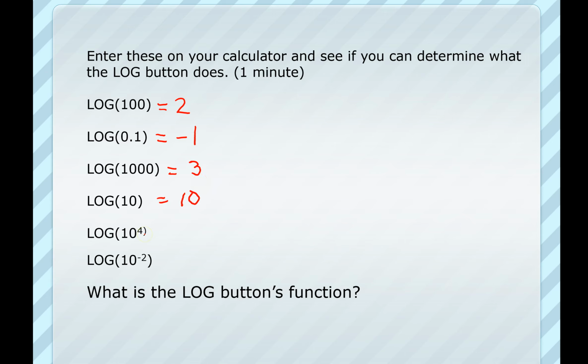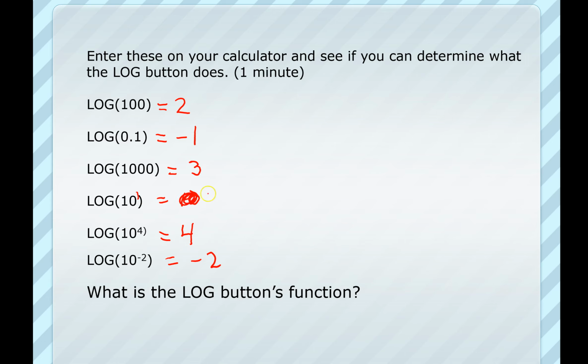And then I notice I have parentheses that are smaller there. Log of 10 to the 4th, you came up with 4. Now that makes you think, that's interesting. Log of 10 to the -2 gives you -2. So it makes me think that the log is finding a power, that -2 and 4.